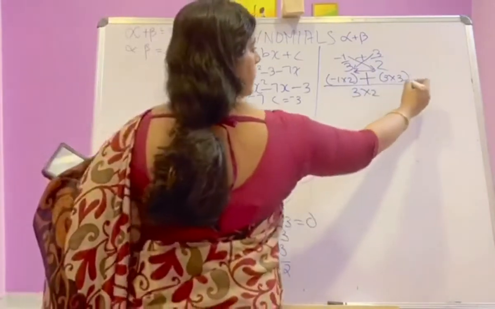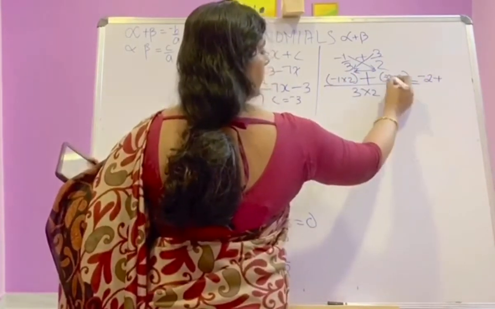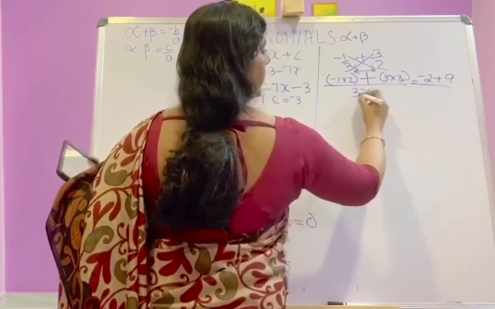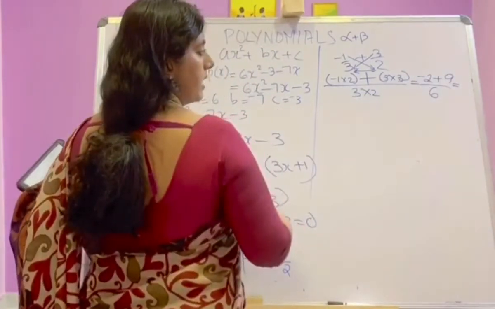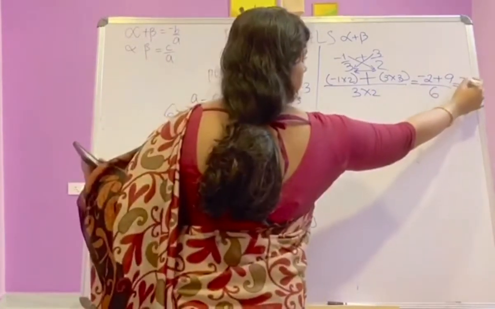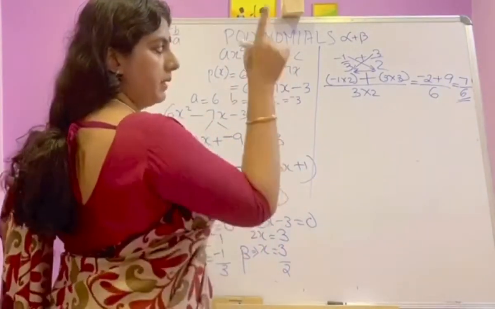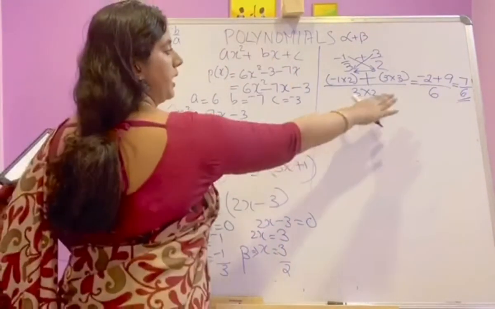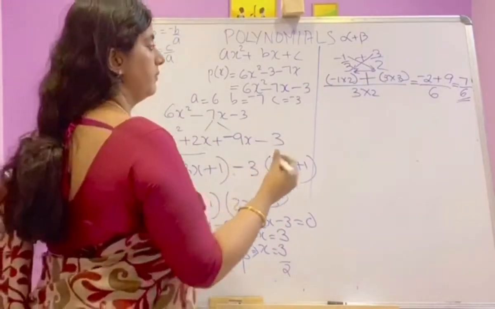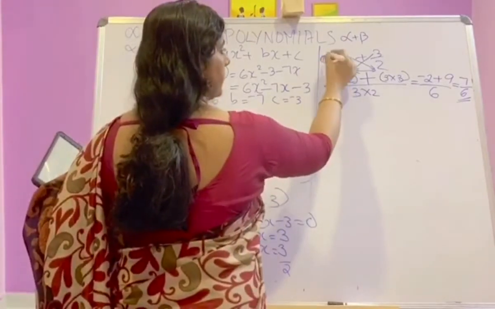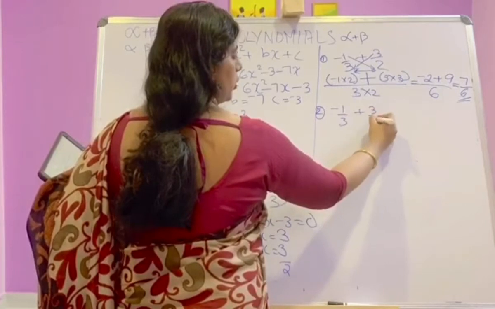Now you will get the answer. Negative 1 into 2, negative 2, plus 3 3s are 9, by 3 2s are 6. And the answer is 9 minus 2, that is 7 by 6. This is the cross multiplication method to make the denominator same. Now the next is LCM method. Negative 1 by 3 plus 3 by 2.